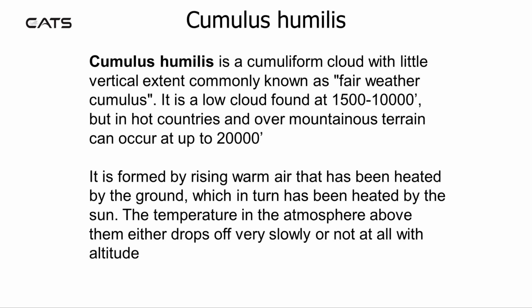Cumulus humilis is a cumuliform cloud with little vertical extent, commonly known as fair weather cumulus. It's a low cloud found at 1,500 to 10,000 feet, but in hot countries and over mountainous terrain can occur up to 20,000 feet. It's formed by rising warm air that's been heated by the ground, which in turn has been heated by the sun. The temperature in the atmosphere above them either drops off very slowly or not at all with altitude.